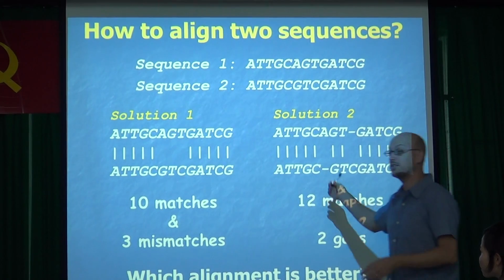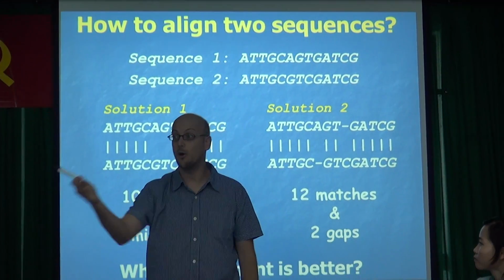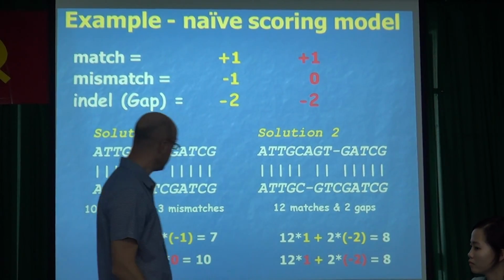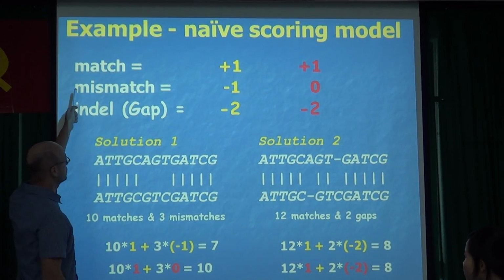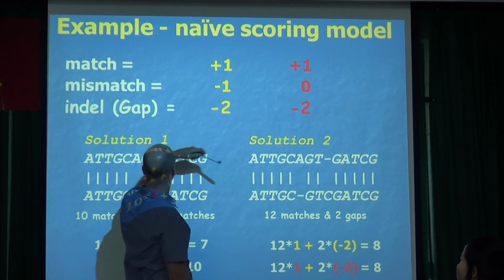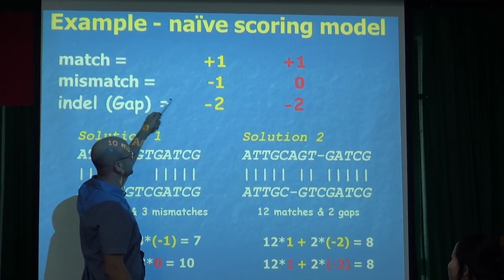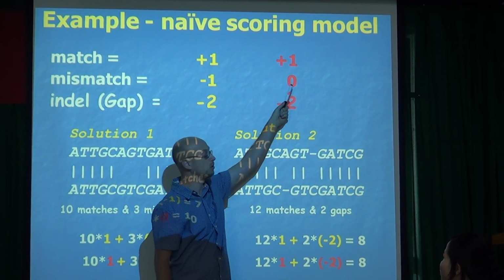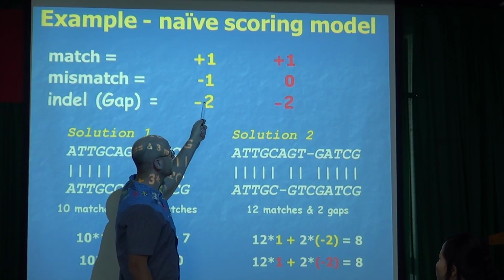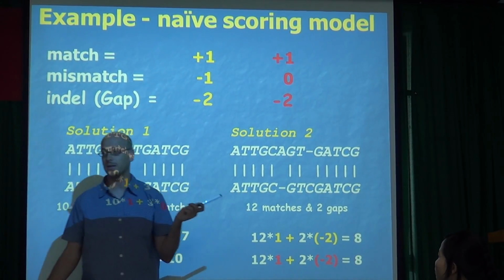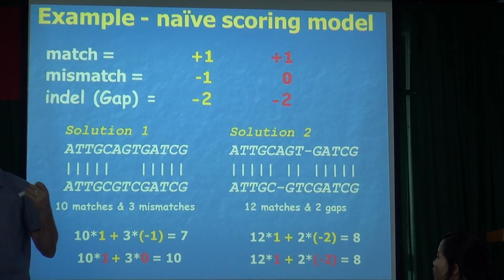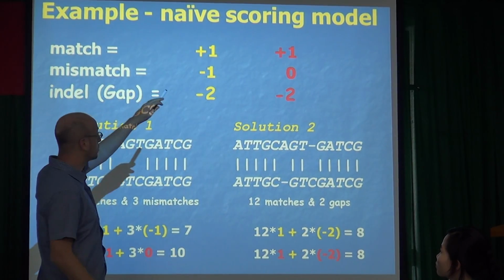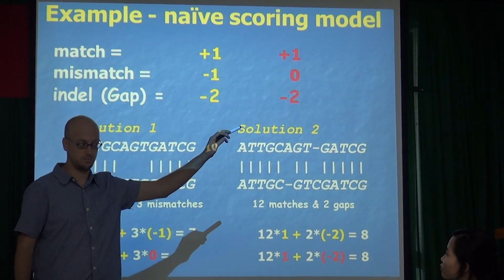But there's another obstacle. How many points do we give? So a match maybe is +1, but a mismatch, maybe we give -1, or maybe we just give 0. Or for a gap, maybe we give -2, or maybe -1. We can use different scoring models.